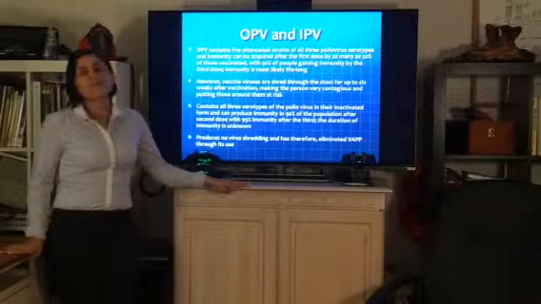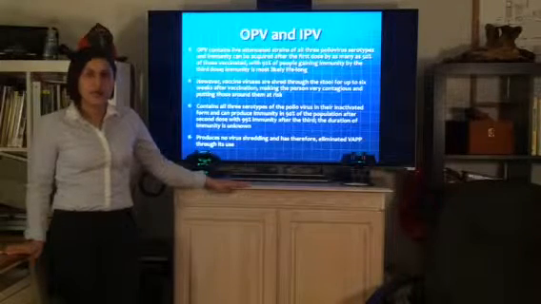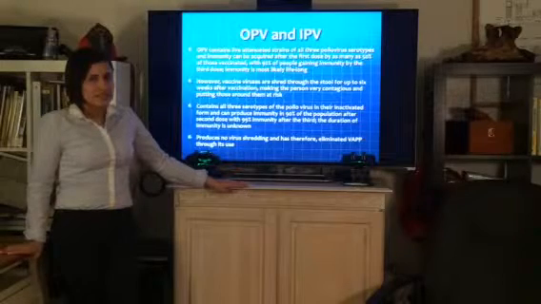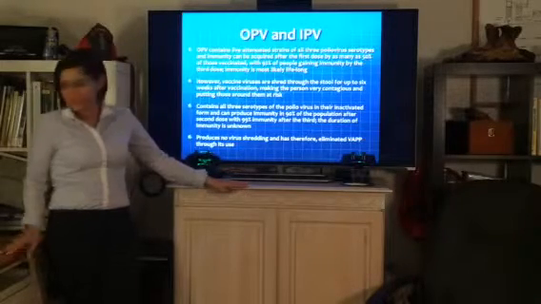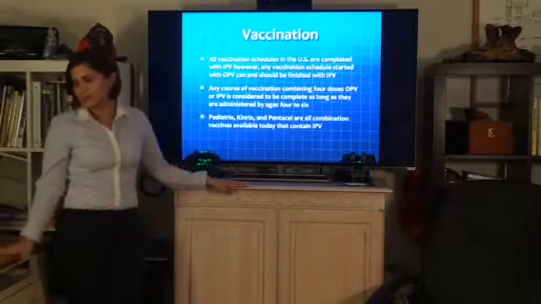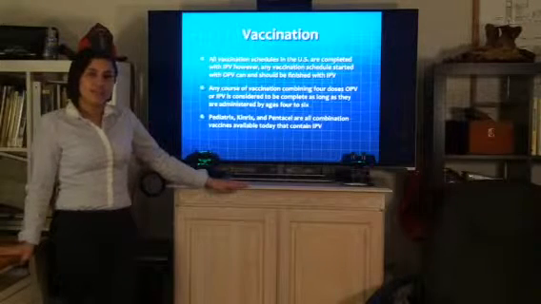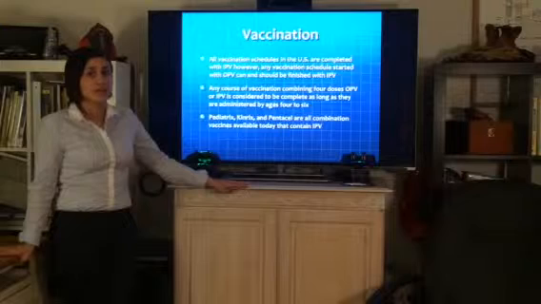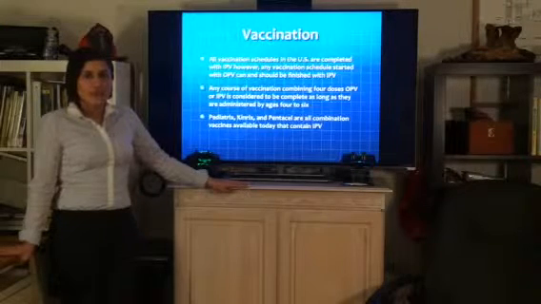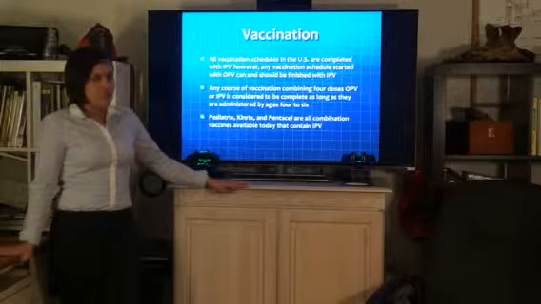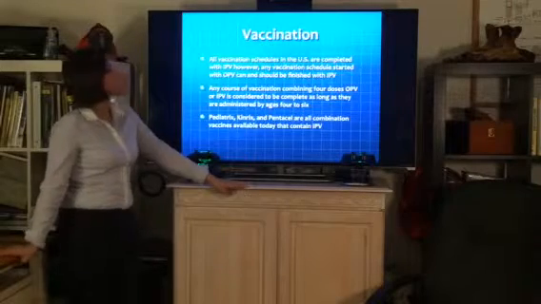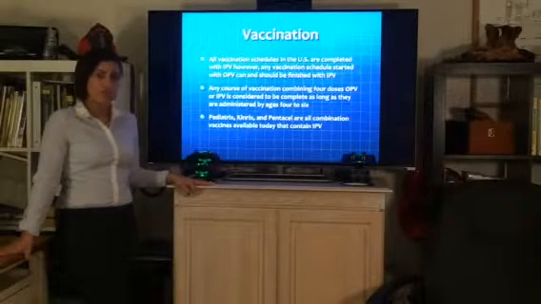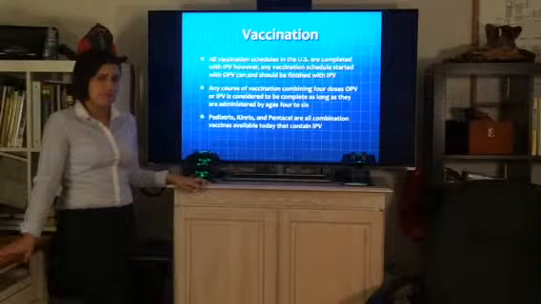Now, ideally, all populations would use IPV. However, OPV is more easily administered. All vaccinations for poliovirus in the United States are carried out using IPV, thereby eradicating VAPP from the U.S. population. The vaccination schedule calls for 4 doses of IPV.